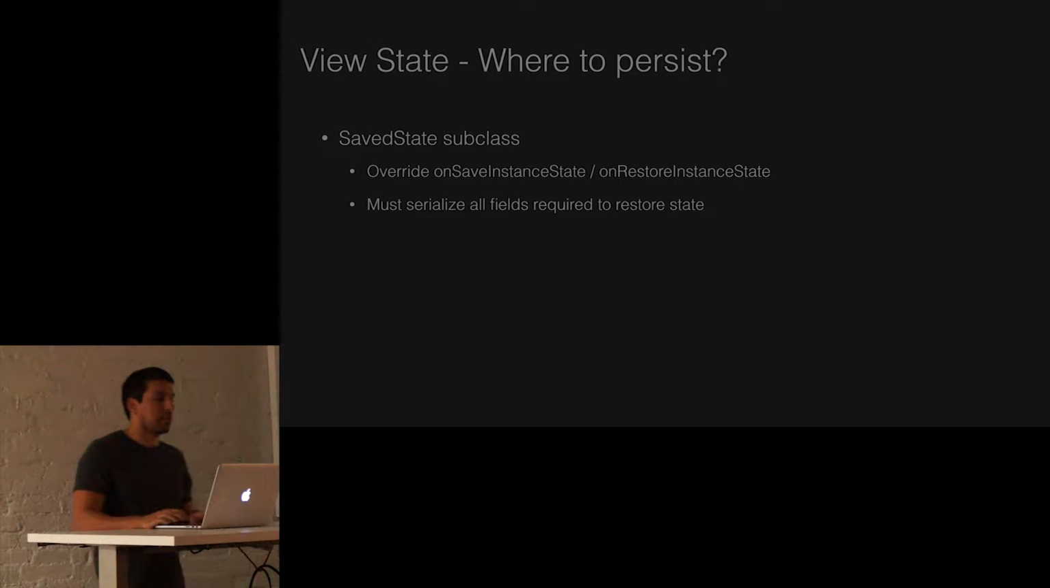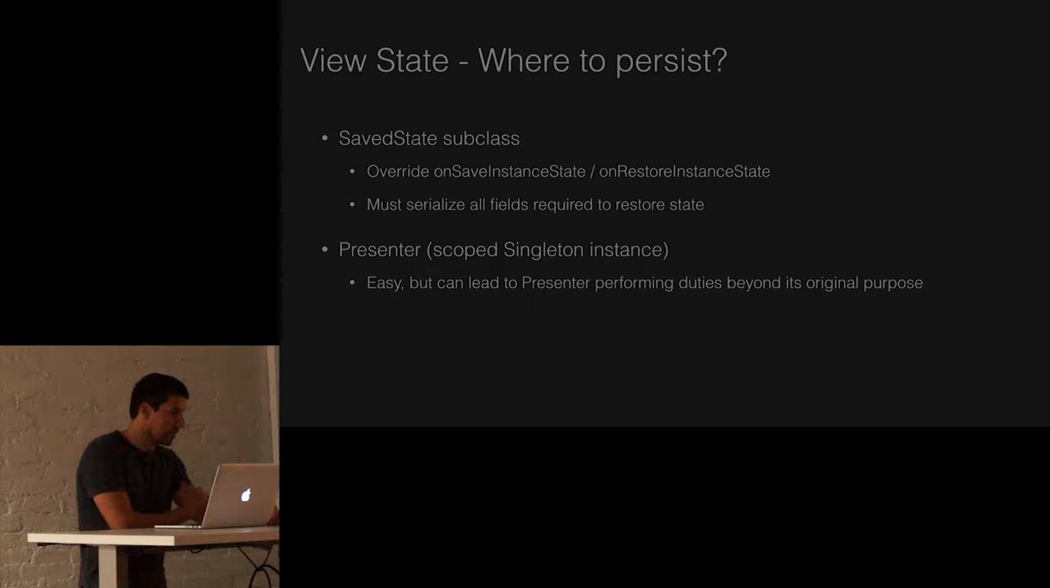You can use a SavedState subclass in your view where you serialize and deserialize relevant fields. So you have to override onSaveInstanceState and onRestoreInstanceState in the view. That works, but it's kind of boilerplatey, and if you ever add a field that needs to be saved, and you have a configuration change and forget to add it in your SavedState subclass, then you're going to have some subtle bugs because that's not something that's obvious or pointed out to you.